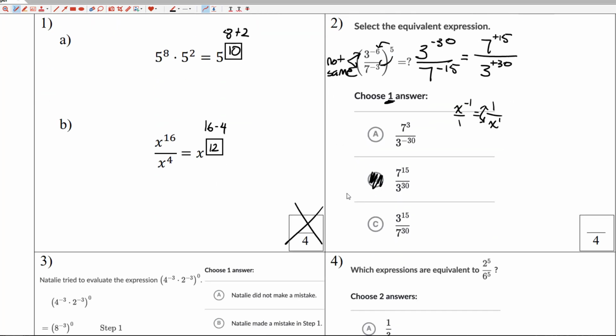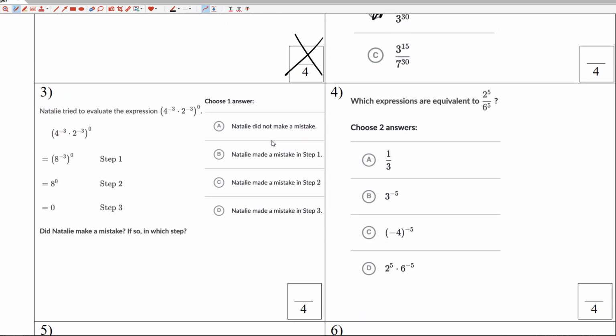Moving on to number 3. Again, for all of these, don't worry about the grade. There's supposed to be a mistake. And if there's no mistake, then you select A. So this first step is really hard to see. Let's see what happened. Really what they did, what Natalie did, was they wrote this as 4 times 2, and then they factored out the power of negative 3, and then put this as the power of 0. They kind of didn't show that work.